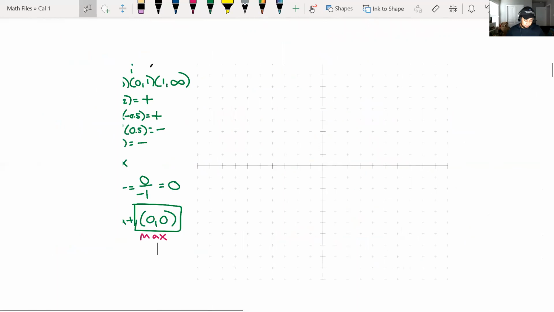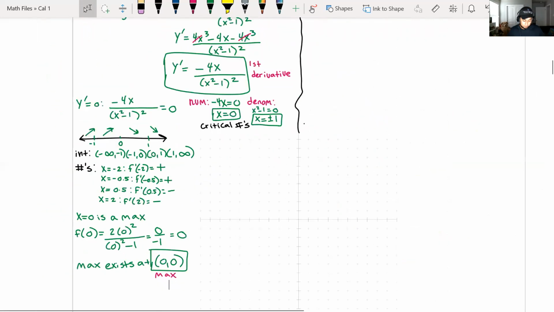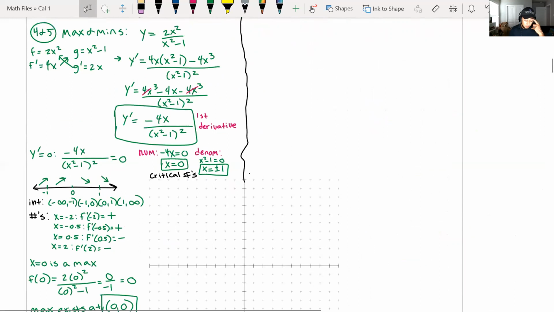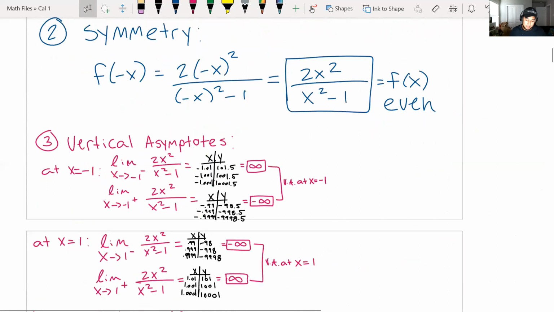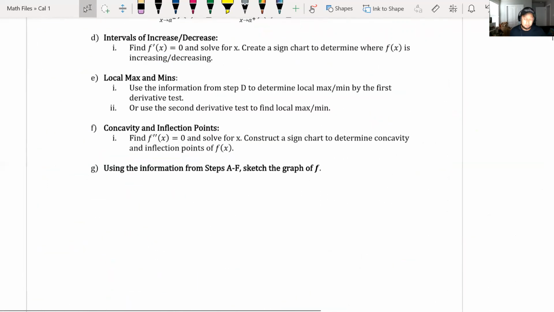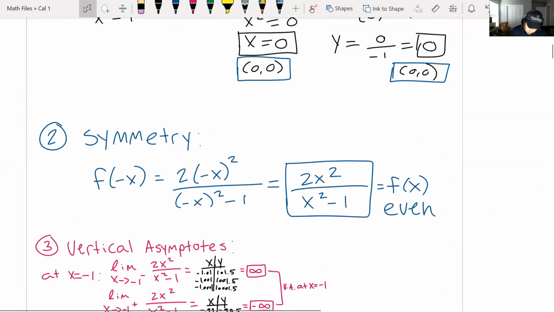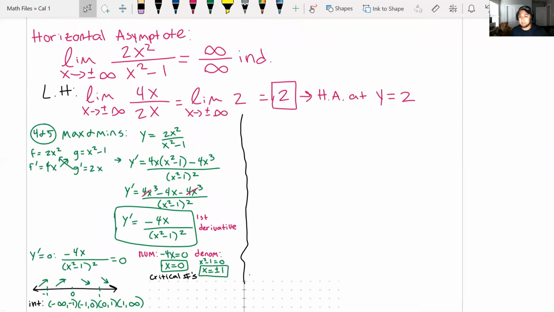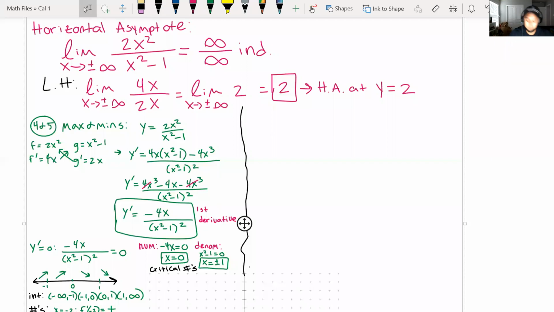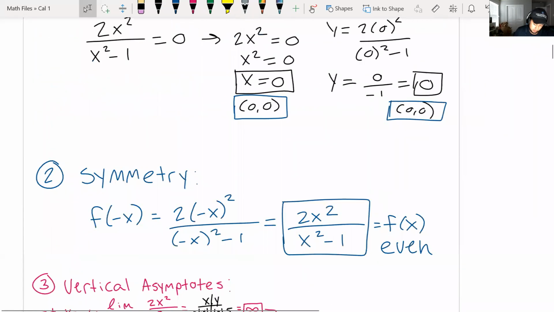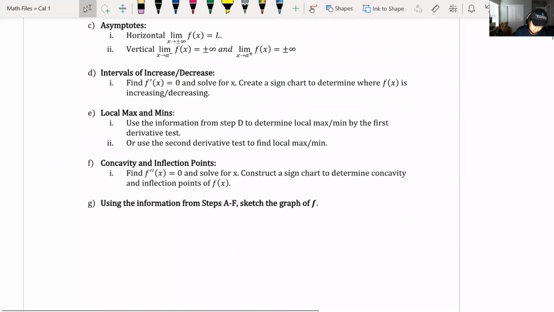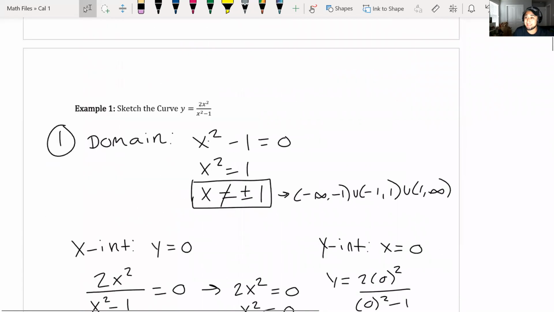How'd I do on room? Perfect. Okay. So 4 and 5 is done. We found our max and min. Now we move on to the last step of finding concavity, which deals with the second derivative. So I have all that space on the right. Let me pause for a second. Okay, let's continue. And we are on step F, step 6, finding concavity. So that deals with the second derivative.